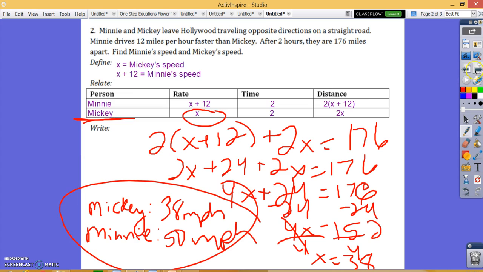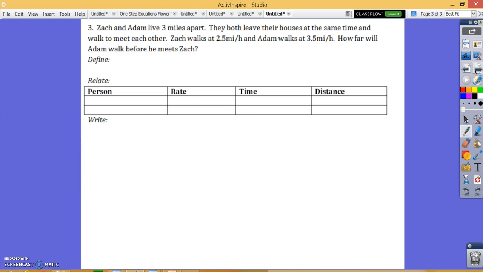Okay, on to the third problem. Zach and Adam live 3 miles apart. They both leave their houses at the same time and walk to meet each other. Zach walks 2.5 miles per hour and Adam walks 3.5 miles per hour. How far will Adam walk before he meets Zach?